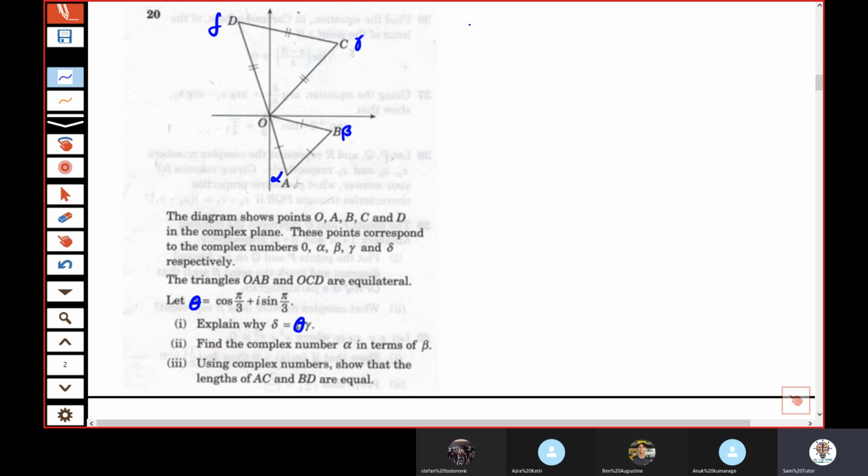Because of part I, vector OD is equal to cis pi on 3 times vector OC. Vector OD is delta. Cis pi on 3 is theta. Vector OC is gamma. Done. That is your explanation for part II A.